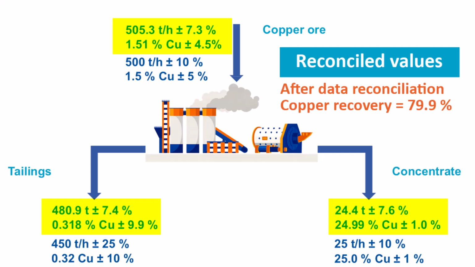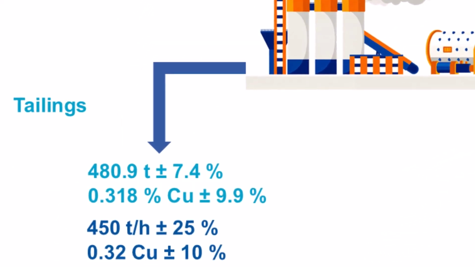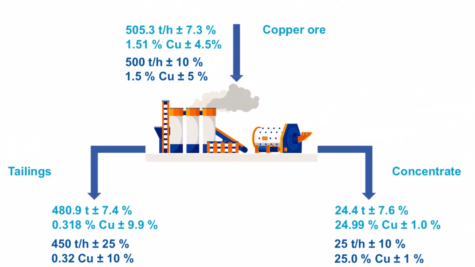After data reconciliation, we can observe that accurate measurements barely change while uncertain ones are adjusted appropriately. For example, tailings mass flow rate increases by 30 tons, a 6.9% shift, still well within its original 25% uncertainty. Most importantly, the final errors on the reconciled values are significantly reduced, improving confidence in every number used for plant performance tracking and decision-making.